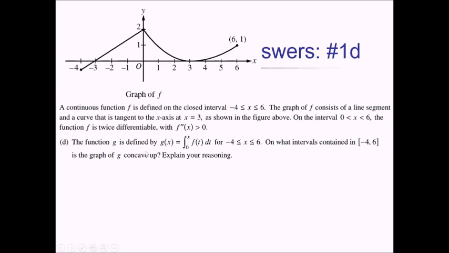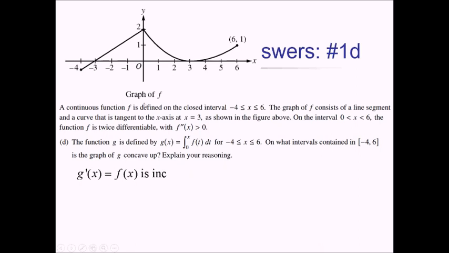Another way, which might be a little bit easier based on what we have in the problem to work with, is figuring out where g prime is increasing. Well, what is g prime of x going to look like? Using the fundamental theorem on this equation they gave me right here, I can say g prime of x equals just f of x. We're just plugging this x in for the dummy variable here.